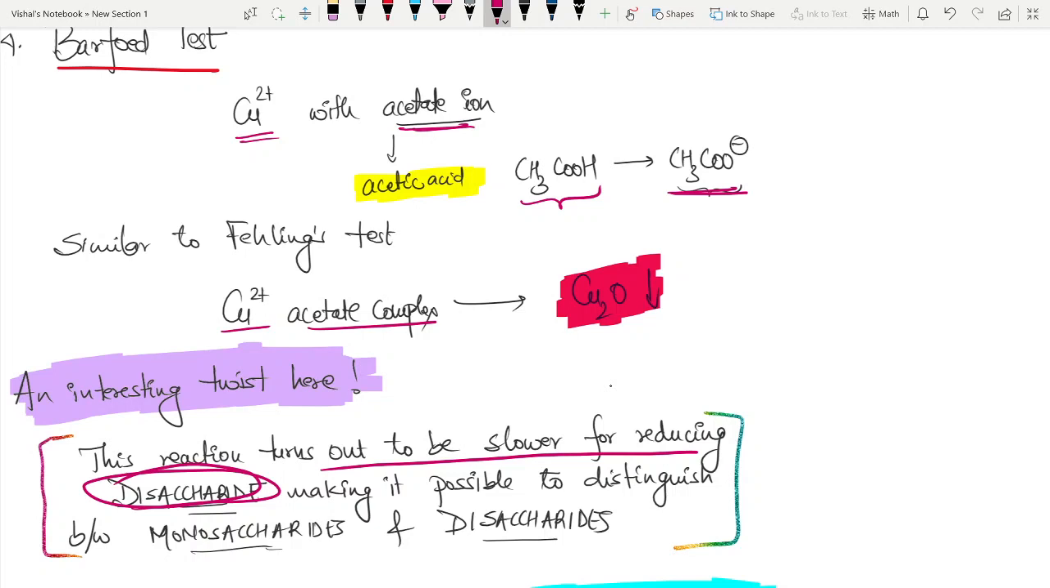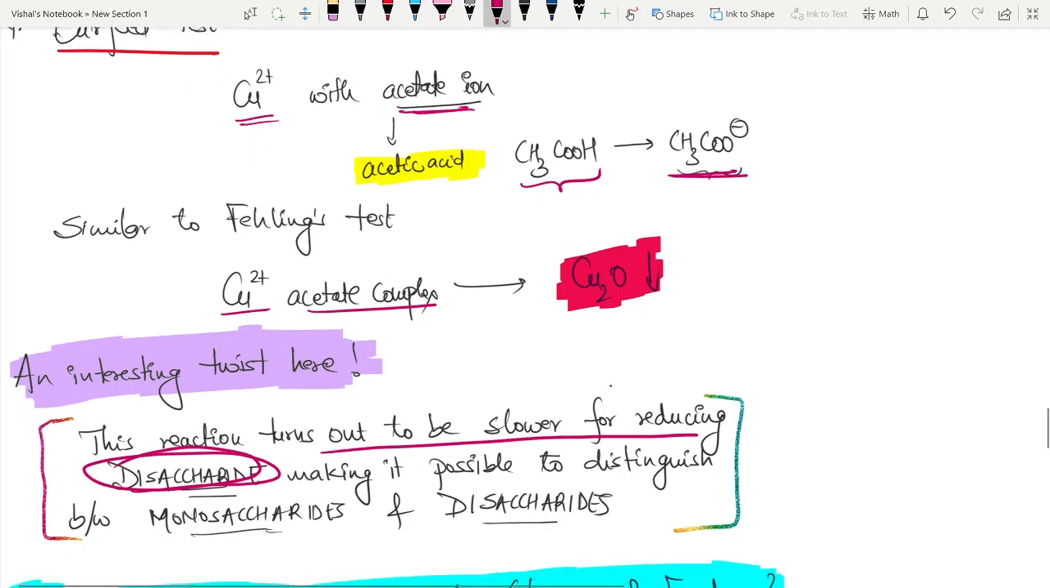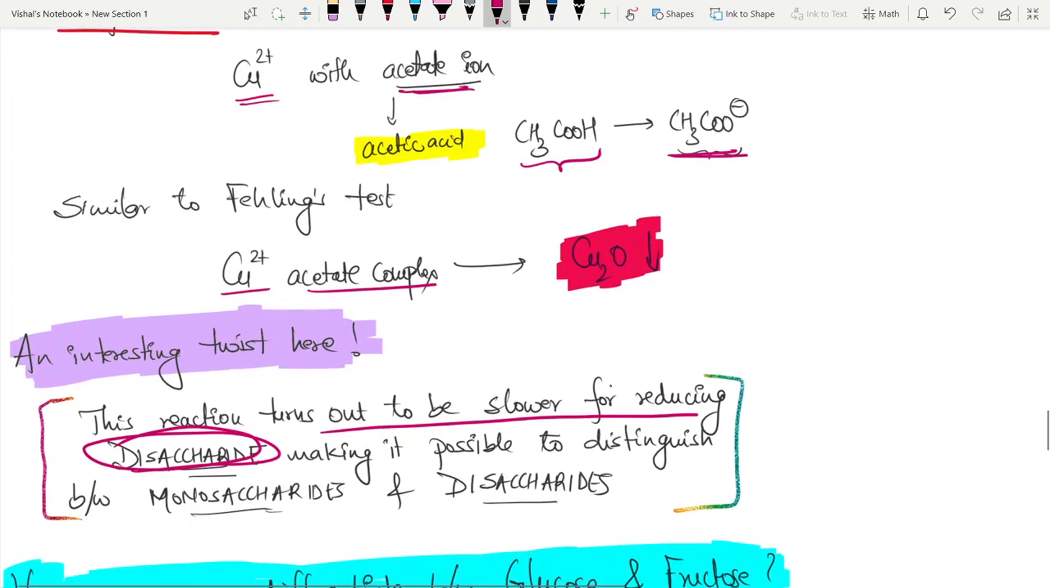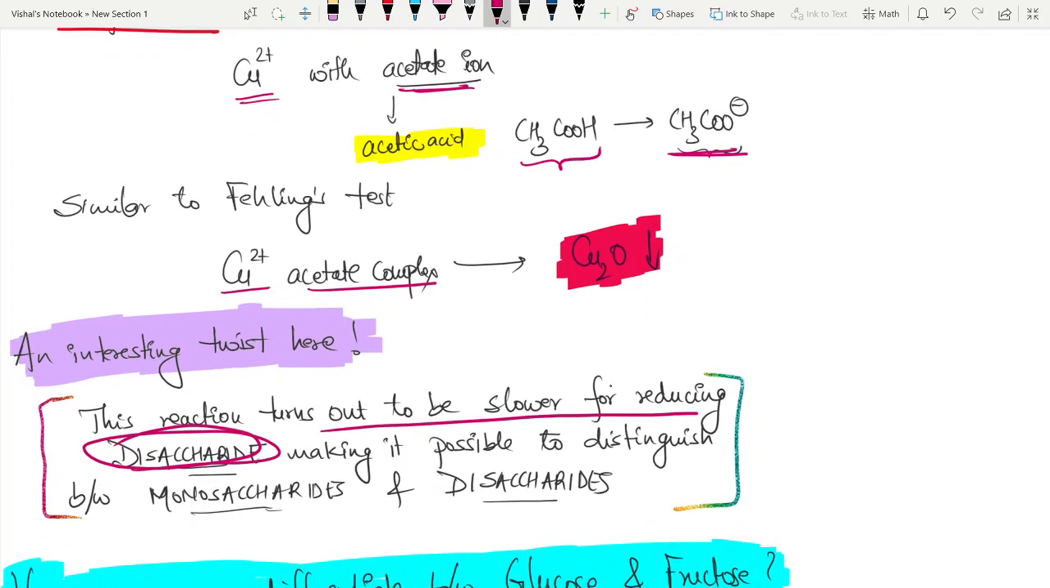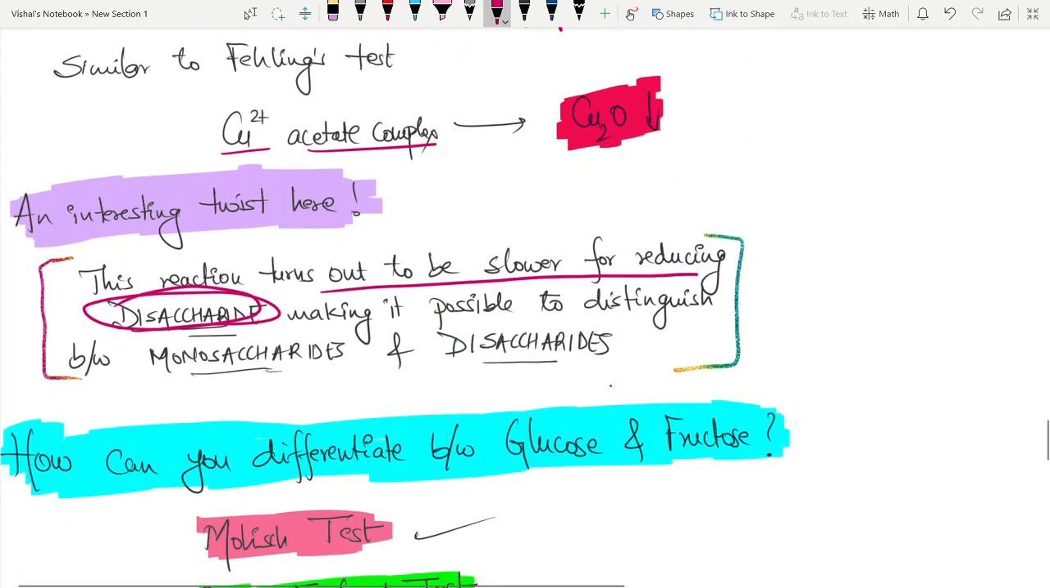What is the reason behind it? You can guess. Maybe the acetate ion is a good enough ligand, a better ligand than the other two ligands. There could be something here, but I have no idea because there is no explanation in the textbooks. So maybe if you have any idea, you can share it in the comment.